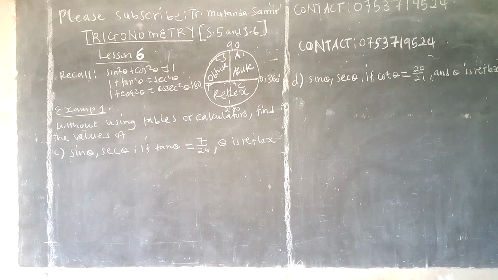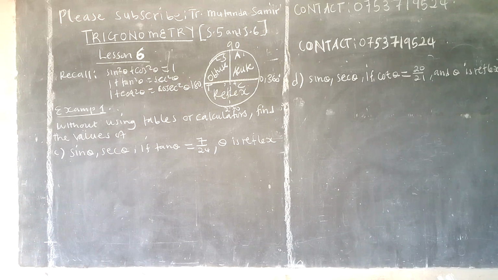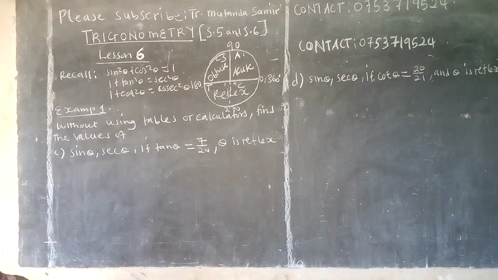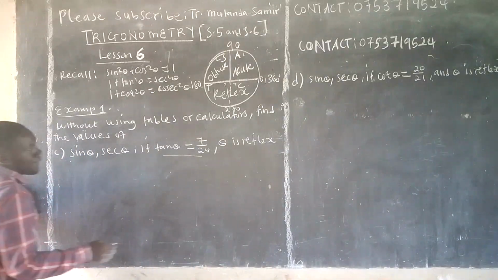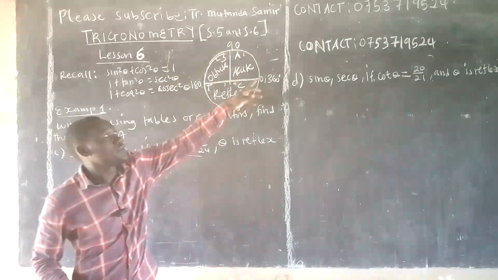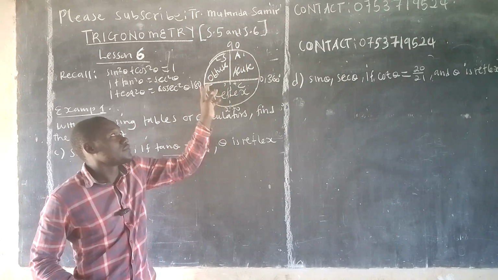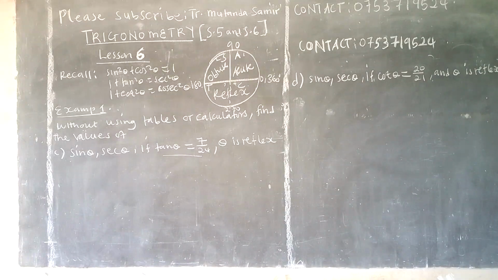All right, so let's now look at more examples. Without using tables or calculators, find the values of sine theta, comma sec theta if tan theta is equal to this. In the first lesson, we said that you begin with this known part. But of course, remember, for this it is acute, obtuse, or reflex. From 0 to 90, acute. From 90 to 180, obtuse. From 180 to 360, that is reflex. Okay, so let's start with that.